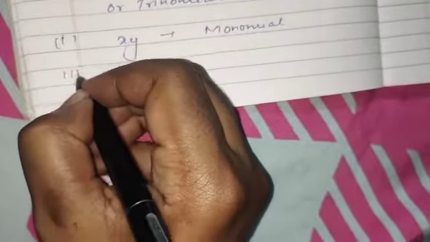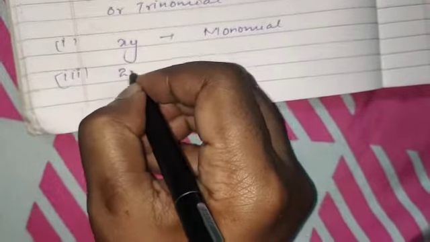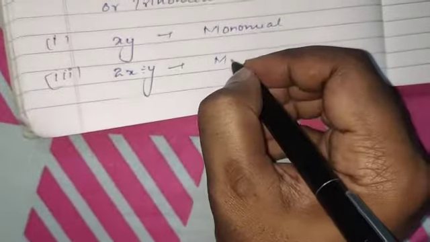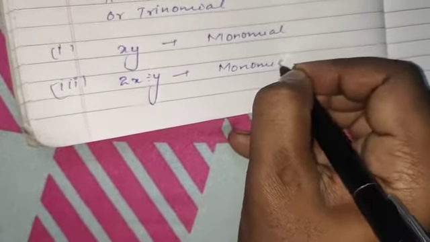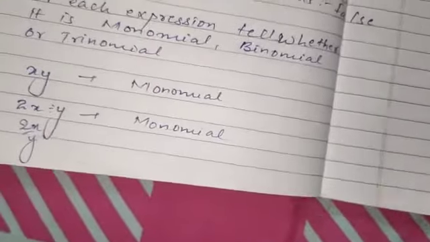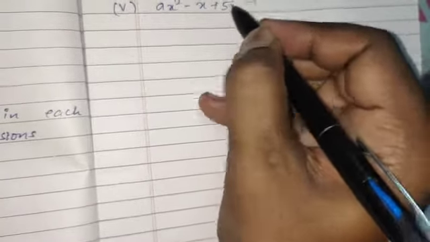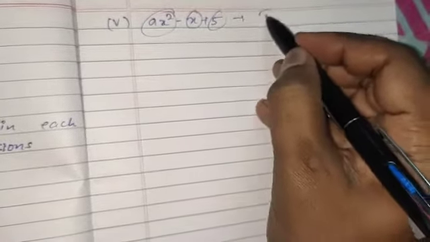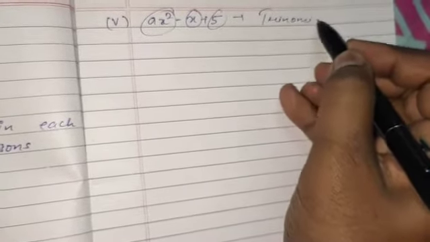Then similarly, third one. Here also 2x divided by y. So it is also a monomial because it can be written like this, 2x upon y. So it becomes a single term. Clear? Now we are going to see the fifth one. This is ax square minus x plus 5. So here you are seeing that ax square is one term, then x is another, and 5 is the third one. So this is trinomial. I hope you have understood.